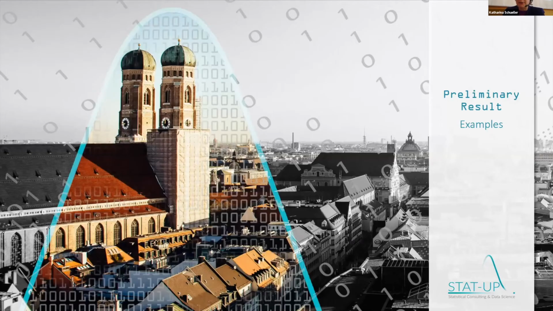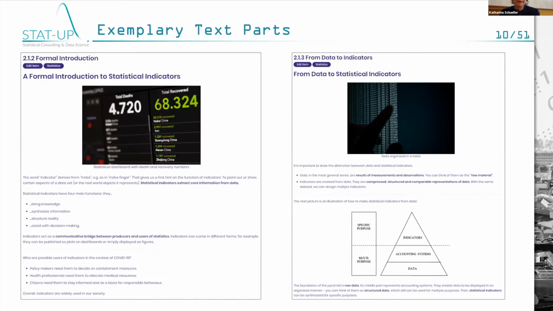So now I will give you a short insight into preliminary results. These are exemplary text parts that we developed. So for example, you see here a formal introduction to statistical indicators. This part explains what a statistical indicator is, what its purposes or functions are, and that they can serve as a bridge between users of statistics, so they are means of communication, and then more focused on the specific situation in the context of COVID-19.